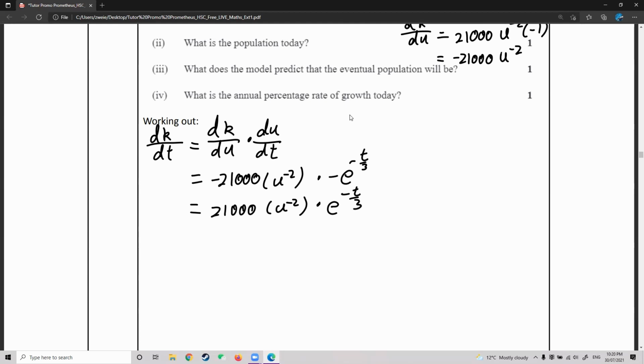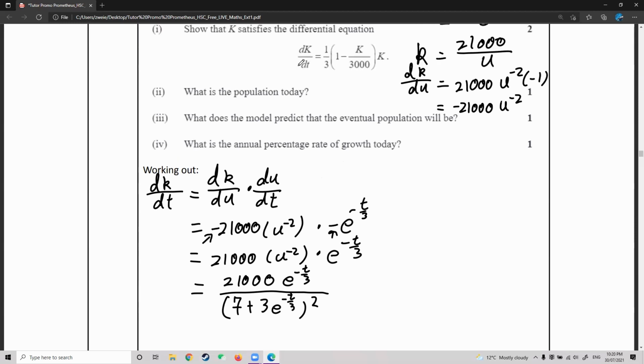Okay, so the 2 negatives over here and over here will cancel out. And then putting everything on top, 21000 e negative t on 3 over, subbing the u back, so what I will get is 7 plus 3e minus t on 3, but this is squared. Okay, up to this point, you're going to leave it here and then start proving what dk on dt, the formula they've given you, is going to be equal to.